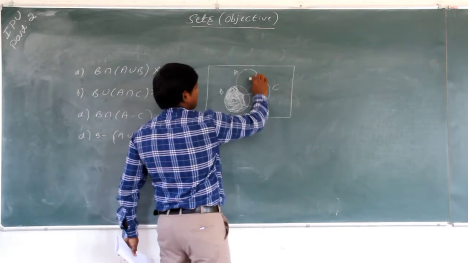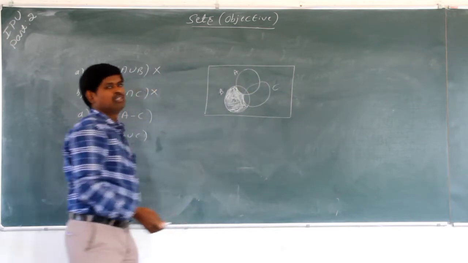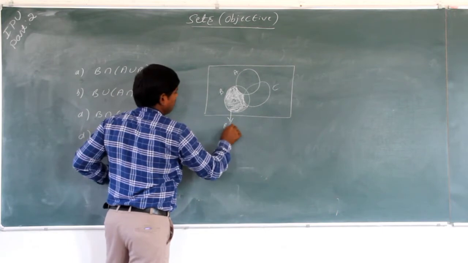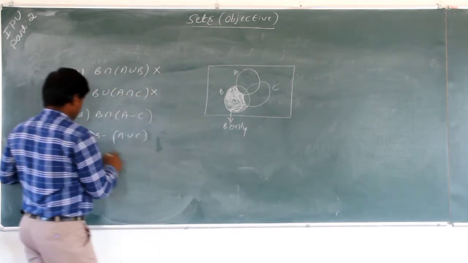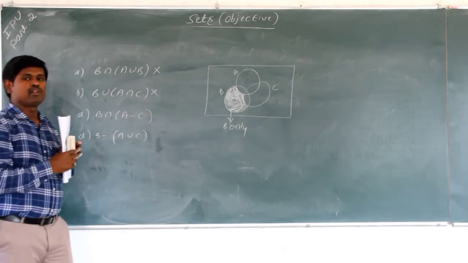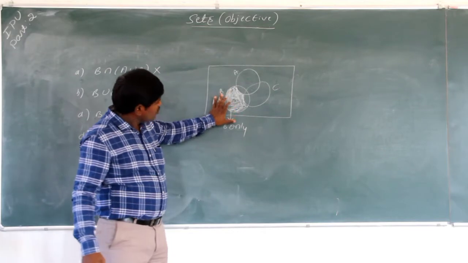So this region is A union C. So this region is A. So therefore, we need B only. B only. So this is B minus A, that means the elements which belong to B only. So this is the element which belongs to B only.